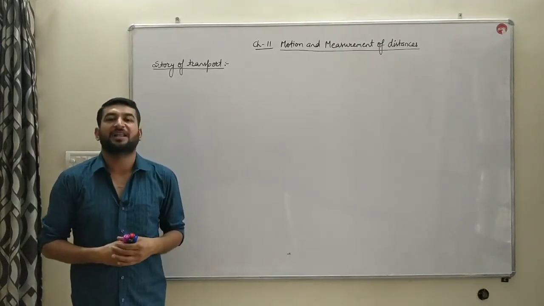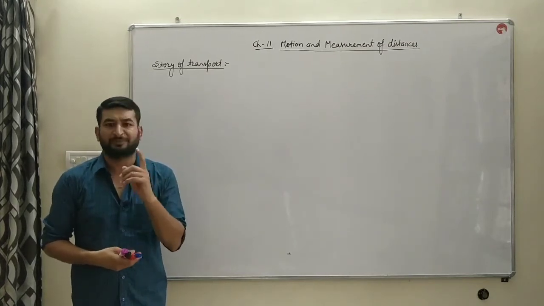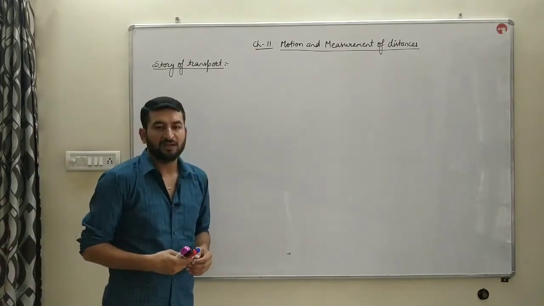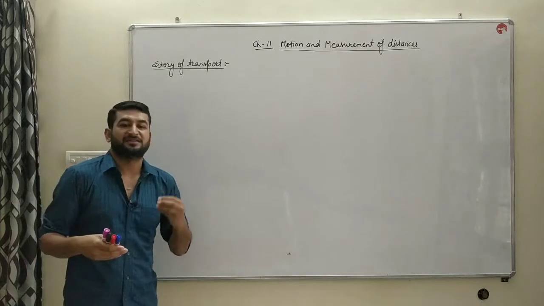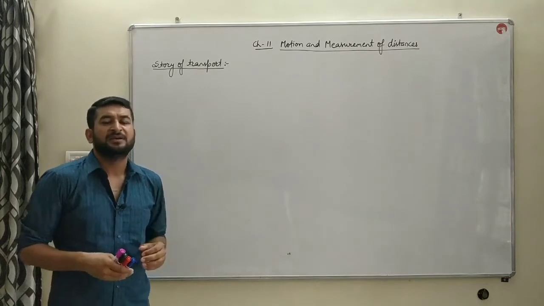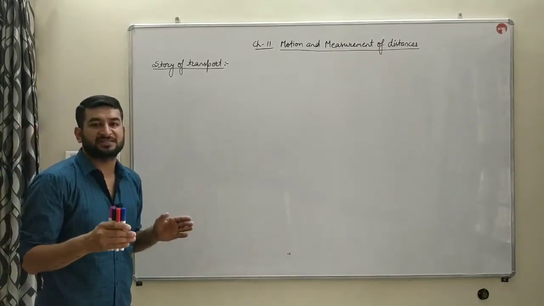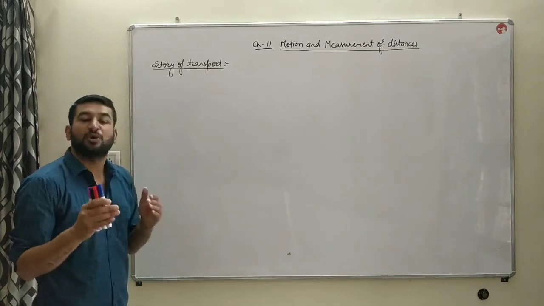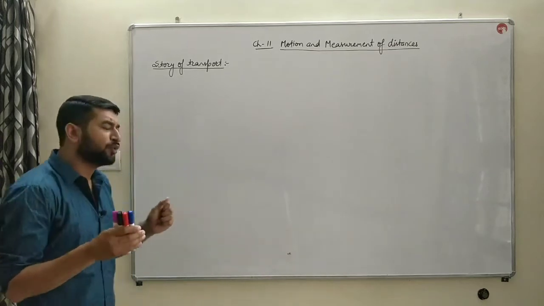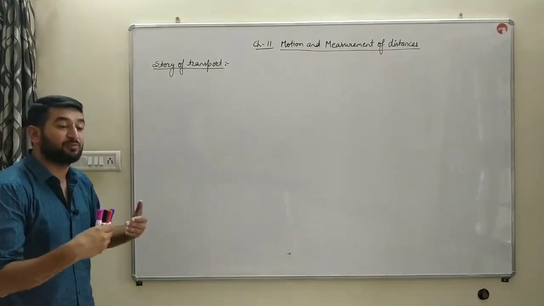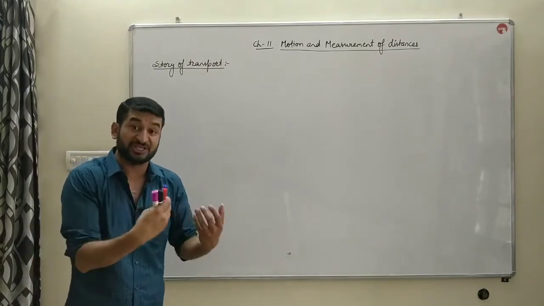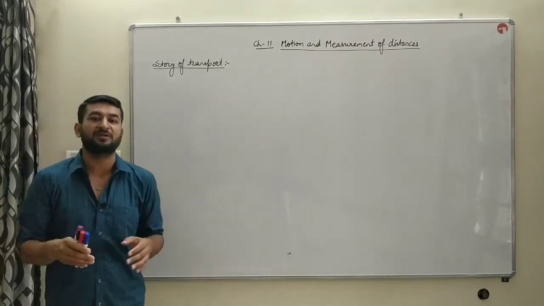Today we will discuss chapter 11 of your book and the 6th chapter of your syllabus, that is motion and measurement of distances. So as the name indicates, the first topic to be discussed is motion. What is motion, children? When an object changes its distance with respect to a reference point, that is known as motion. जब कोई भी ऑब्जेक्ट एक रेफरेंस पॉइंट के मुकाबले अपना डिस्टेंस चेंज करता है, अपनी पोजीशन चेंज करता है, then that object is said to be in motion.